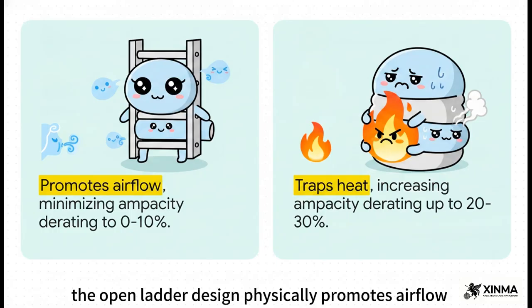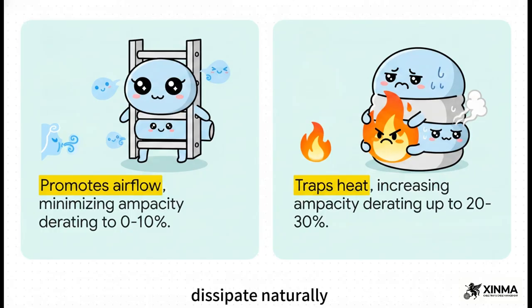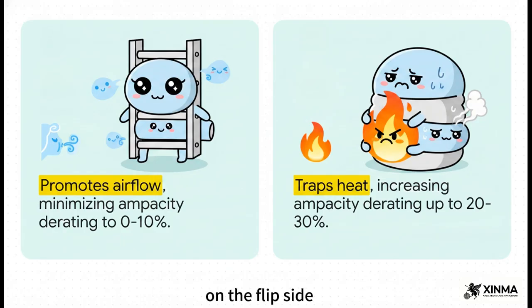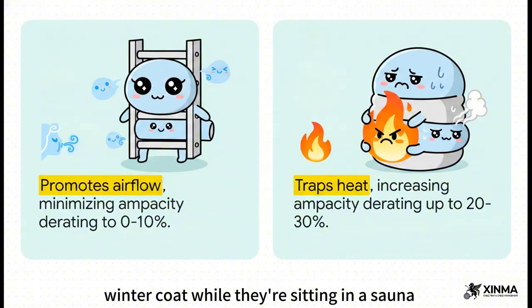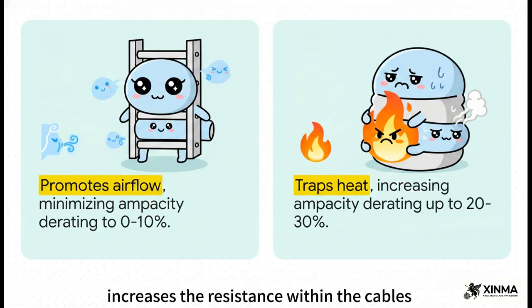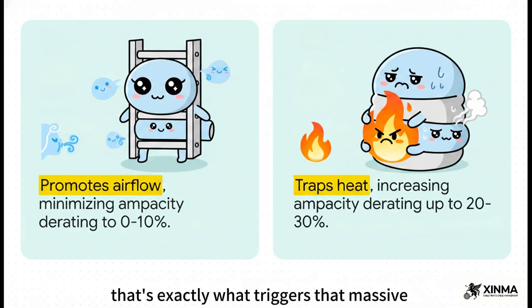It really all comes down to thermodynamics. The open ladder design physically promotes airflow. It lets the heat generated by the electrical current dissipate naturally, kind of like a cool breeze on a hot engine, which keeps that ampacity derating as close to zero as possible. On the flip side, a solid bottom tray acts like you're wrapping your cables in a heavy winter coat while they're sitting in a sauna. It literally traps the thermal energy. And you know what happens then? That trapped heat increases the resistance within the cables, severely lowering their capacity to carry current safely. That's exactly what triggers that massive 20 to 30% derating penalty.